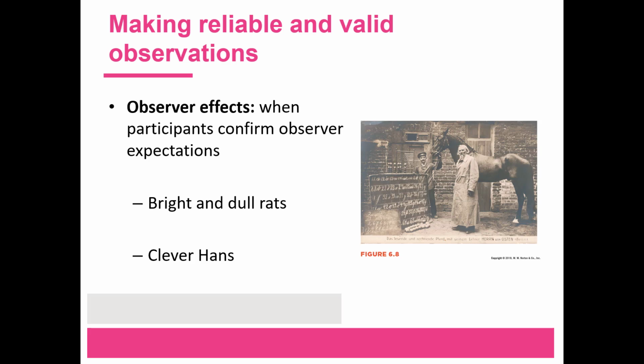Yes, Hans was clever, but not in math. He was skilled at detecting subtle nonverbal cues, such as changes in breath, changes in posture, and furrowed eyebrows. So again, these two examples demonstrate how the researchers' expectations can actually affect the behavior of participants, and thus the outcome of the study.